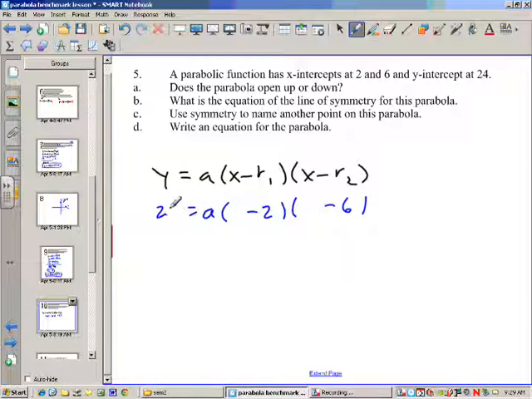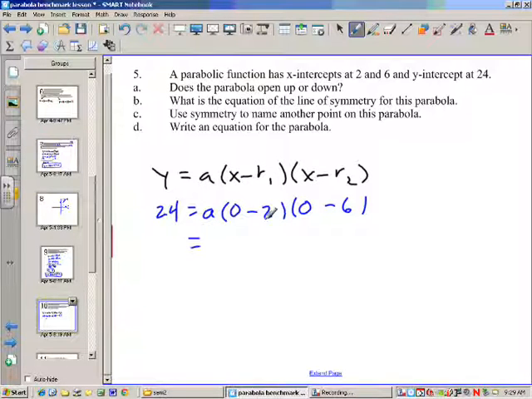If the y-intercept is 24, then y is 24. But when does the y-intercept occur? It's the value of y when x is 0. So not obvious, but we can figure out that the y-intercept of 24 implies that x must be 0. So we plug that in.